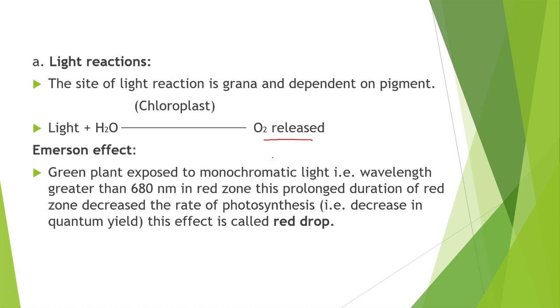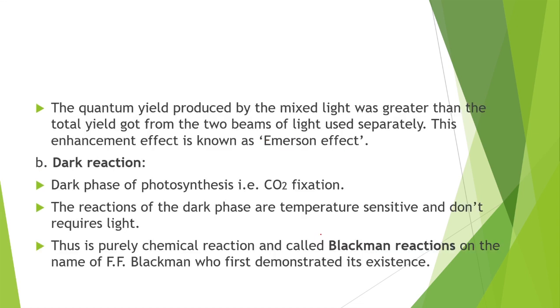Next is the Emerson effect. When the green plant is exposed to monochromatic light, that is, wavelength greater than 680 nm in the red zone, this prolonged exposure to the red zone decreases the rate of photosynthesis and also decreases the quantum yield. This effect is known as red drop. In the red drop condition, the photosynthetic rate decreases.